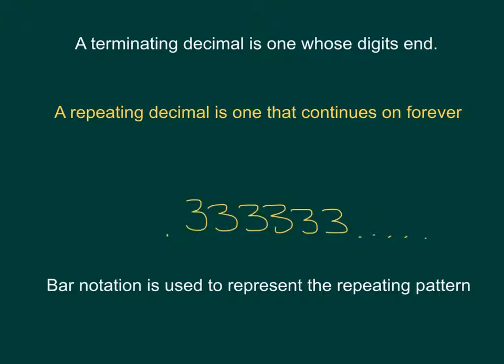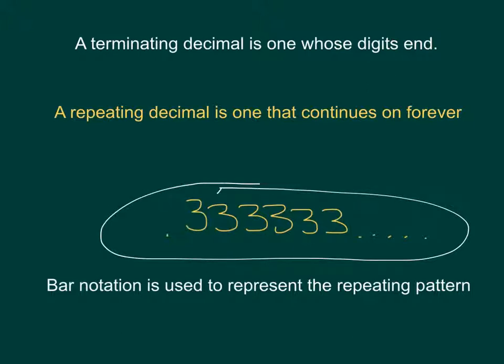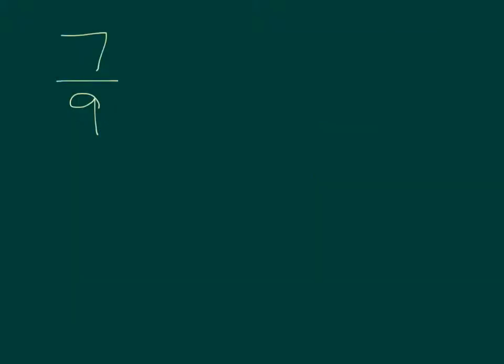A terminating decimal is one whose digits end. A repeating decimal is one that continues on and on forever, like the example you see here of 0.33333 repeating forever. When we have a decimal like this, we use bar notation and we put it over top of the number that is repeating. So this number could be written as 0.3 repeating. Instead of writing out all the threes, you just make sure that you put the bar notation above the number that's repeating. Let's take a look at this example together.